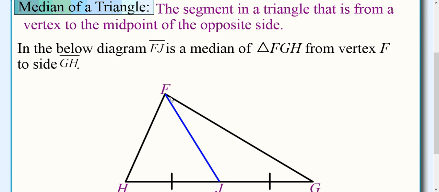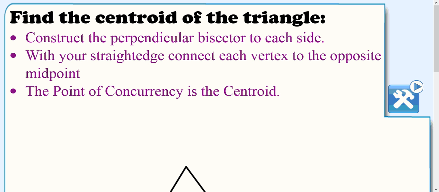So it's actually the same construction, but you're looking at different lines. But you do the same construction because you have to find the midpoint. So you're going to do the football construction. And if you connect all three medians, they will also be concurrent, and that point is called the centroid. So you construct the perpendicular bisectors so that you can find the midpoint, then connect the midpoint to the vertex.